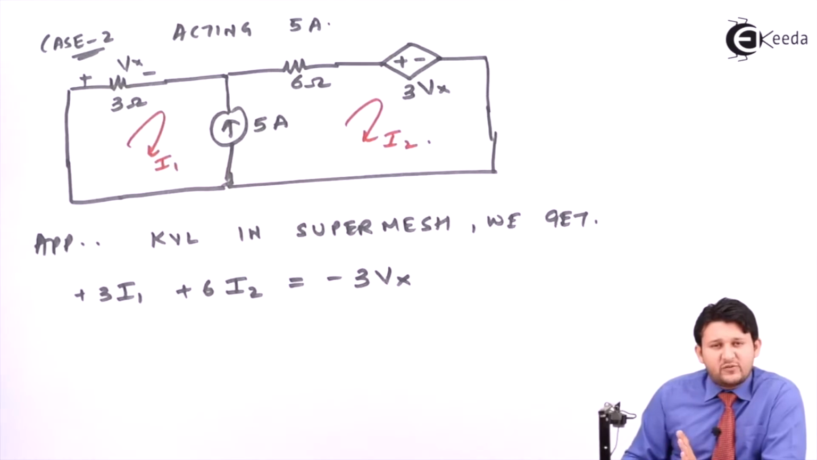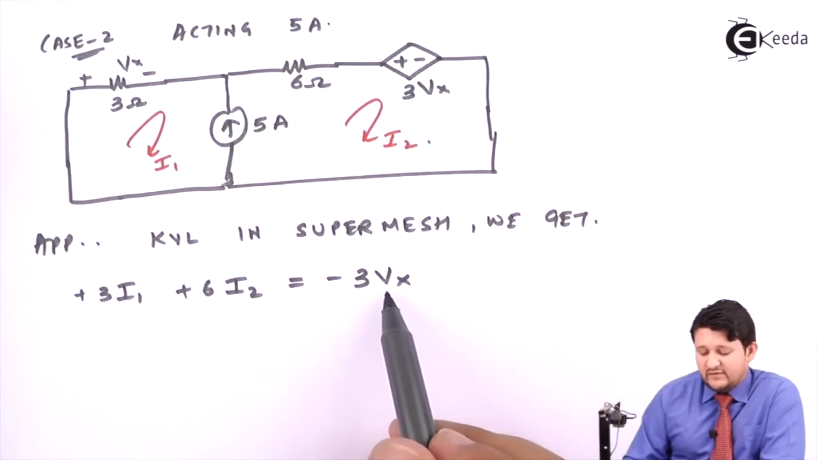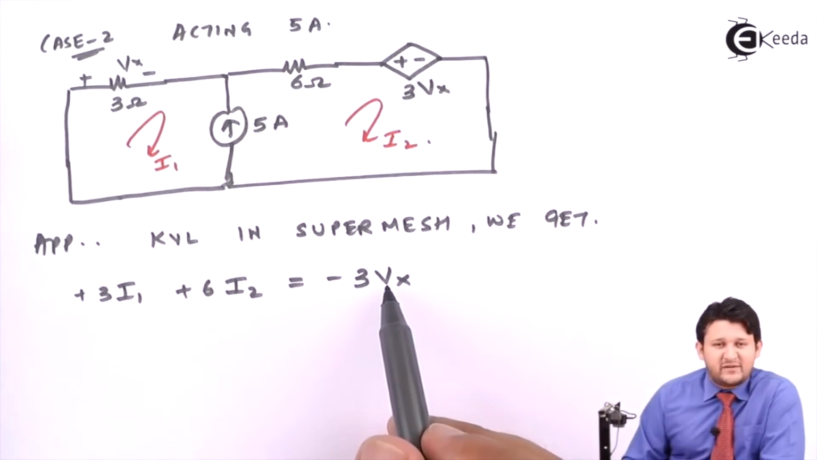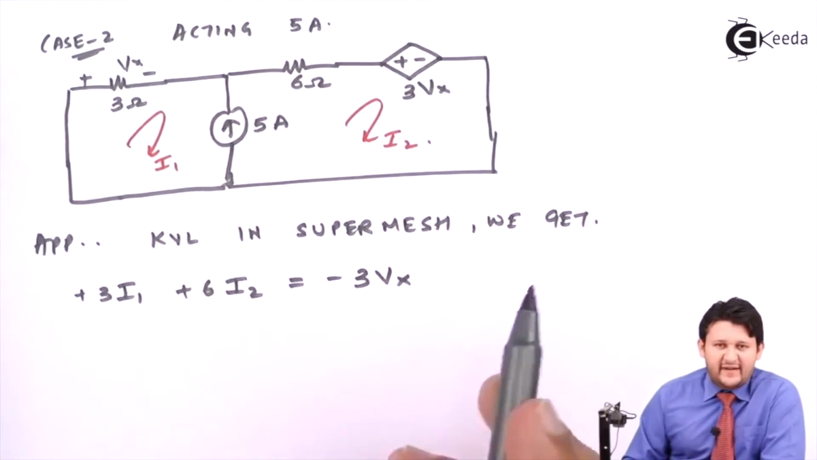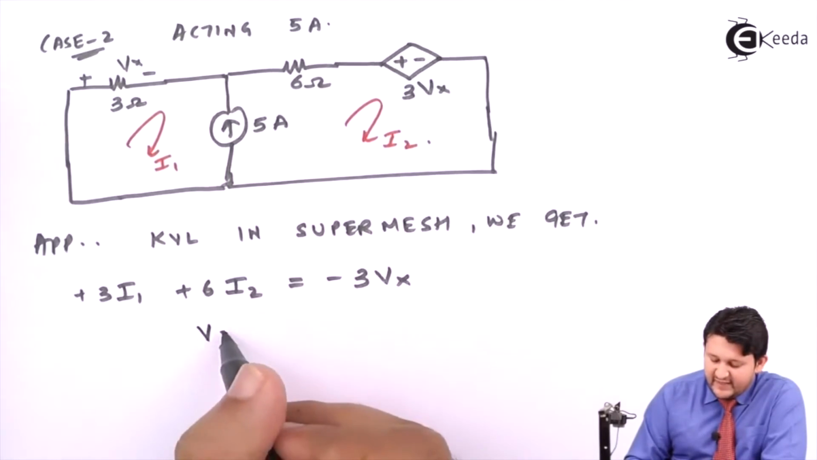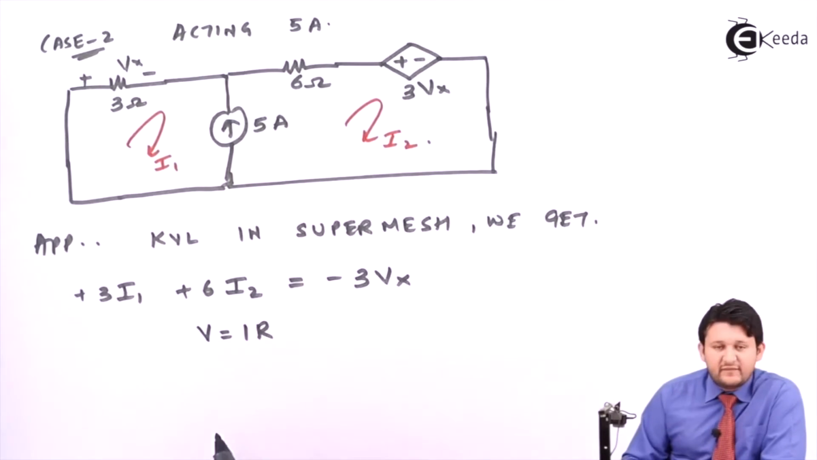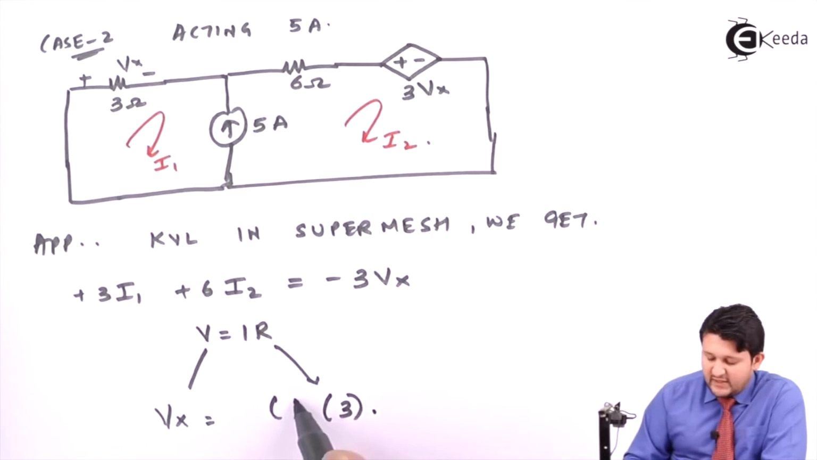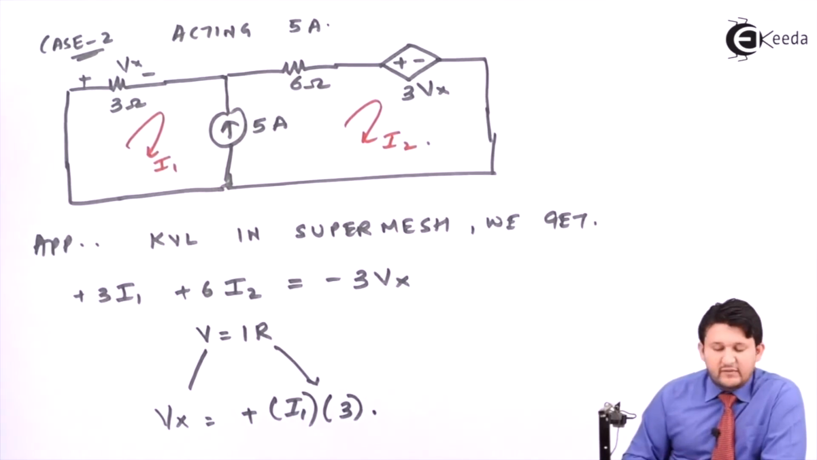The rule says you should have the equation only in terms of I1 and I2. So is it true in this case? No. You have a term known as Vx. So you need to replace Vx in terms of I1. Either it can be in terms of I1, or I2, or a combination. So for finding the Vx value, use the basic formula V is equal to I R. For V, you will be writing Vx. For R, Vx is across which resistance? Which current is flowing? I1. I1 is entering into positive. That will be the equation for Vx.